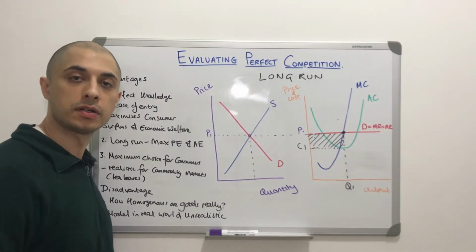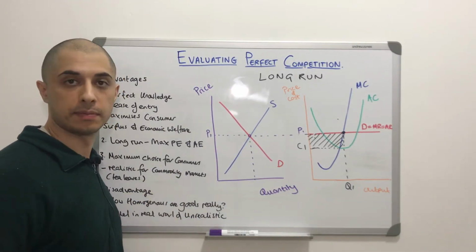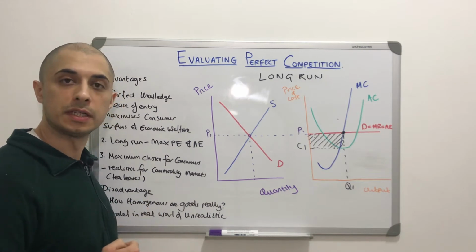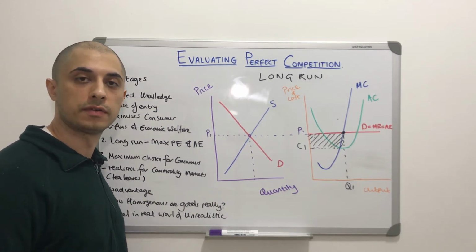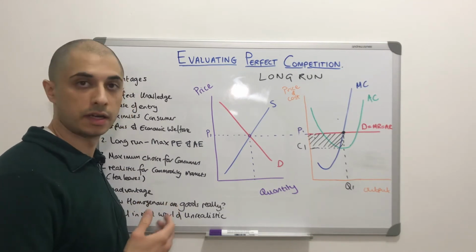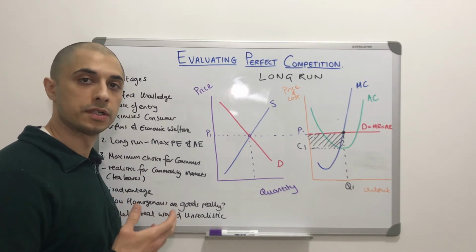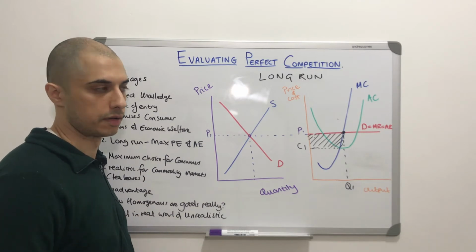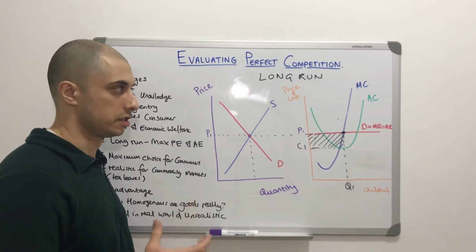Hey guys, welcome to part 2 of my video on evaluating perfect competition. In the previous video, we looked at the short run implication of perfect competition, and in this video, we're going to sum up the long run effect of perfect competition and the changes that occur in the diagram. Then advantages and disadvantages of this model.